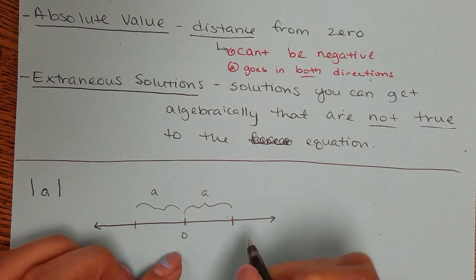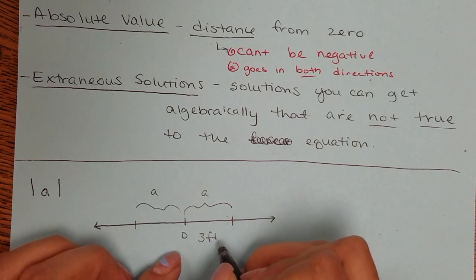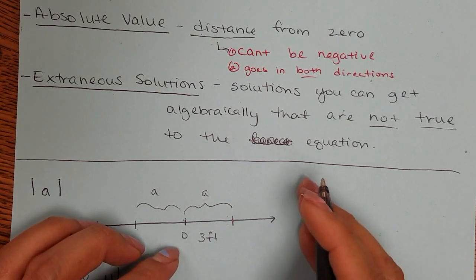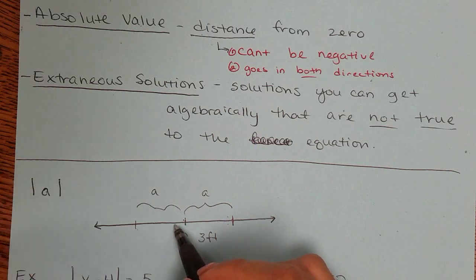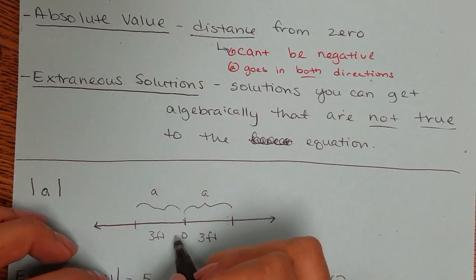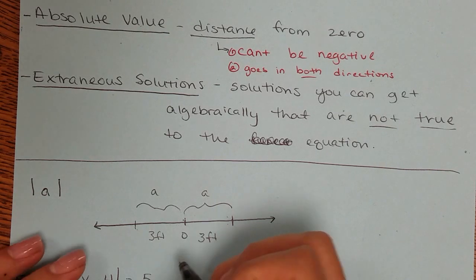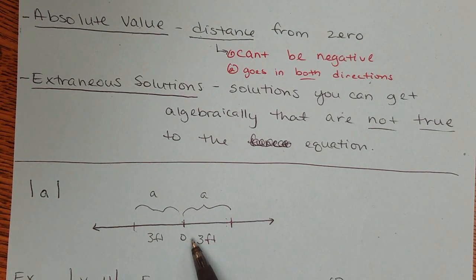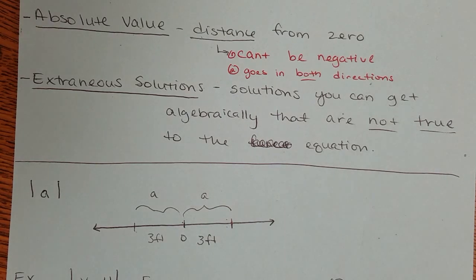So if this is 3 feet here, if you walk out of a door and you go 3 feet to the right, that's positive 3 feet. But if you walk 3 feet to the left, that's still going to be positive distance. You can't go negative distance. So that's kind of what we're talking about here. This is always going to be positive, the distance from 0.